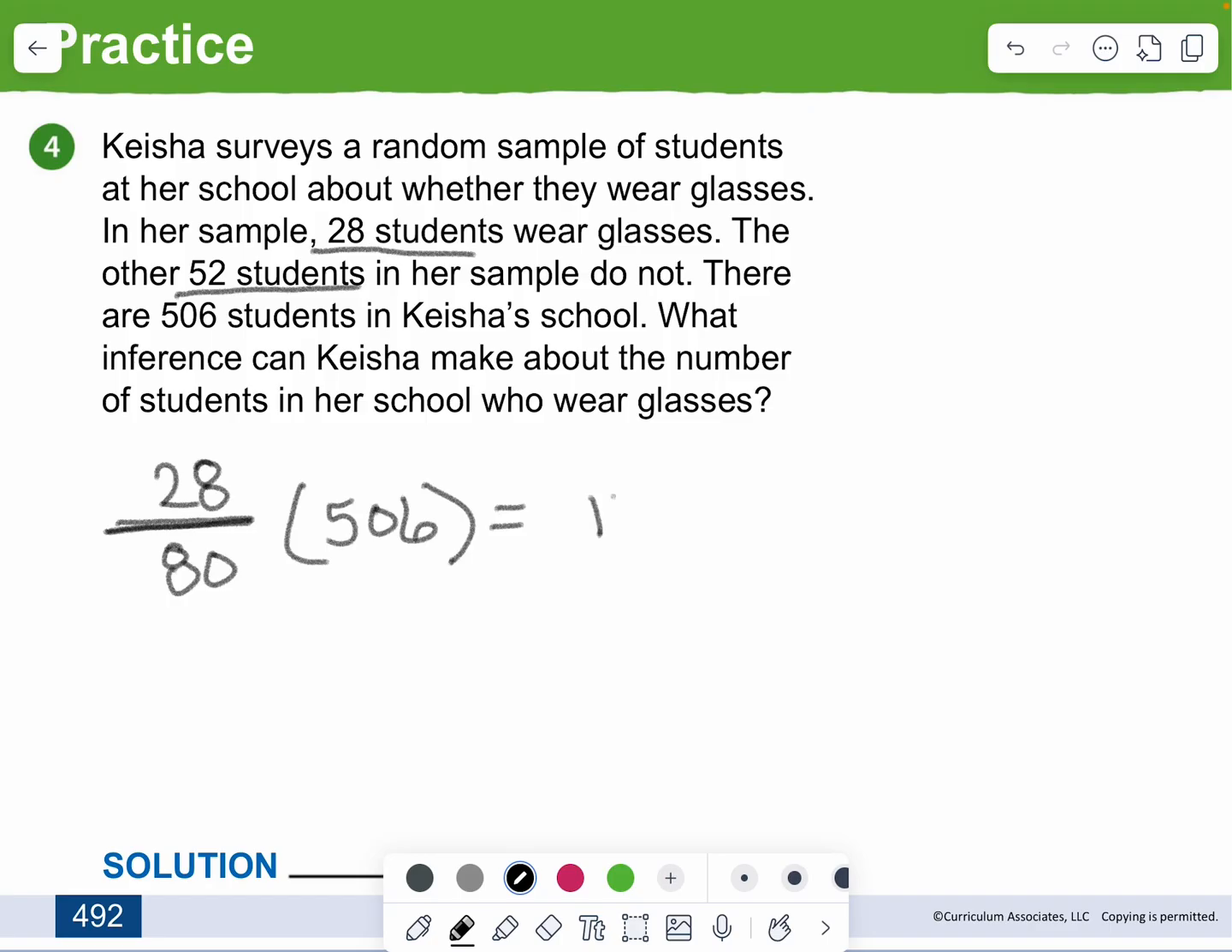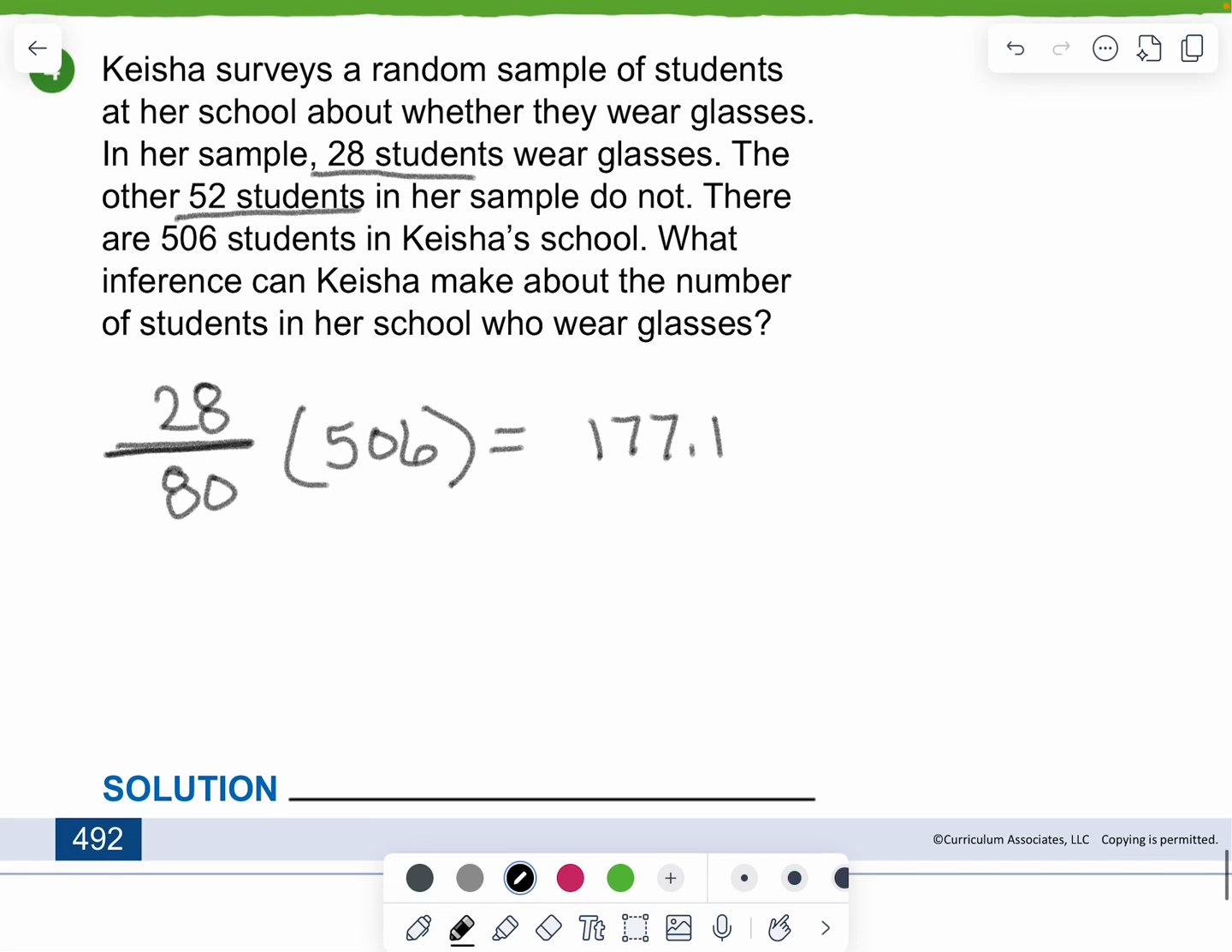I think you'll get 177.1. So about 177 students wear glasses in her school.